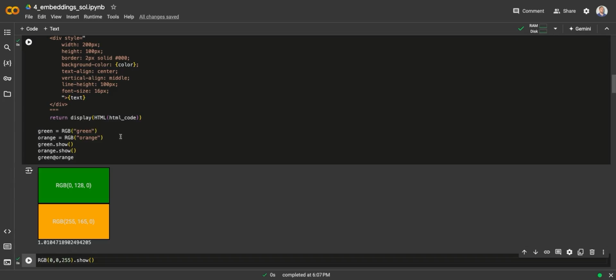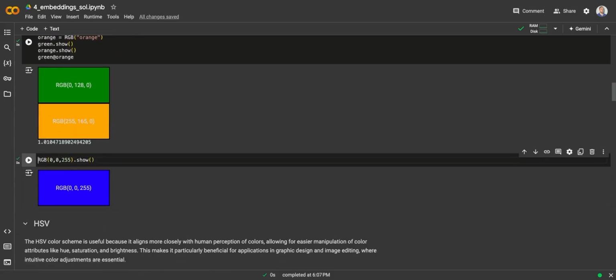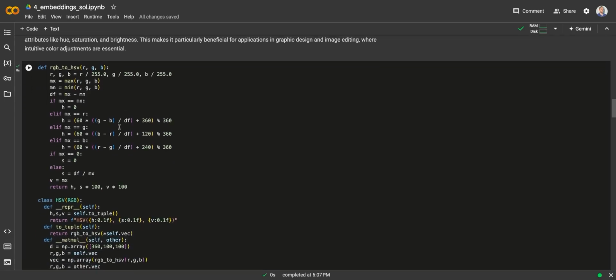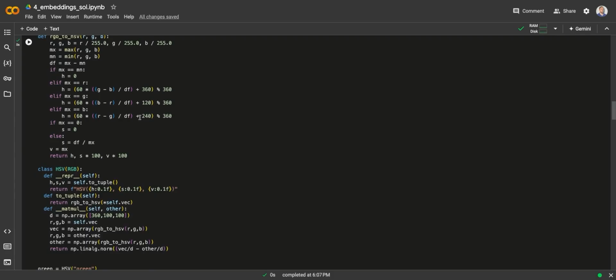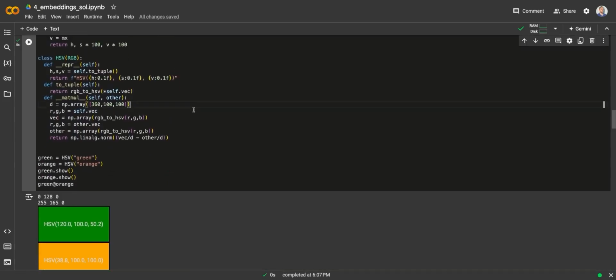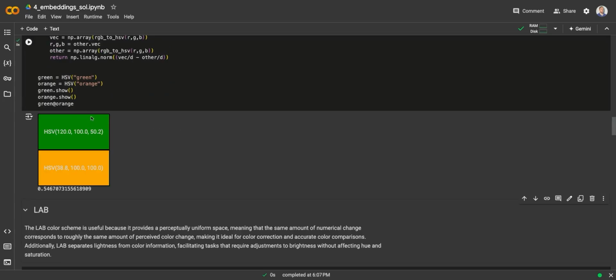RGB is the most commonly used in computer displays, but it is not the most obvious one. People tend to argue what is the most natural representation, and there are 2 contenders. One of them is the HSV, hue saturation value. This is essentially the math required to transform an RGB representation to an HSV representation. And for example, these are the HSV values for green and orange.